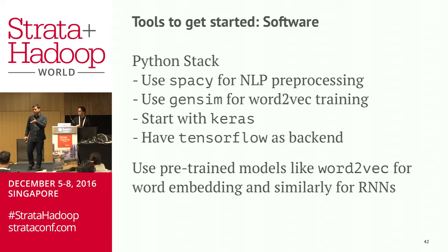How do you get started? Pretty practically, these are the tools. If you're on the Python stack, and if you're not, maybe there would be other recommendations. Using spaCy for pre-processing is pretty good because it has industrial strength, or at least their logo says industrial strength, for text processing, and it is pretty decent. Using Gensim for word2vec training. And then fundamentally, Keras is the best one to start with because it's easy to get started with, and you can then put the TensorFlow backend to train it. So these are the three things you need.